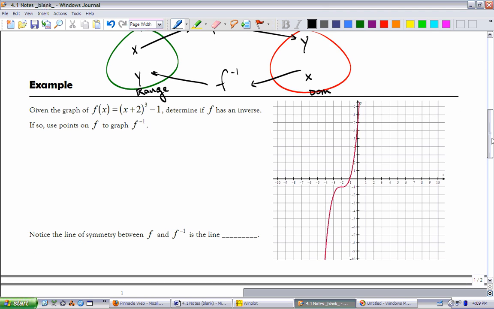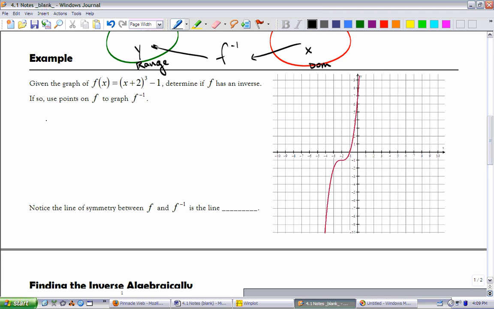Okay, so now we're going to take a look at an example here. Given the graph of (x + 2)³ − 1, determine if it has an inverse. If so, use points on f to graph its inverse. Well, here's the deal. First off, it does have an inverse because we could run the horizontal line test here, right? And we would see that it's one-to-one.